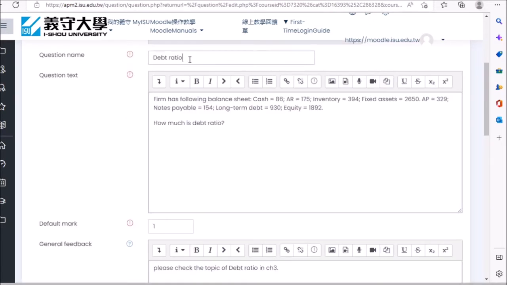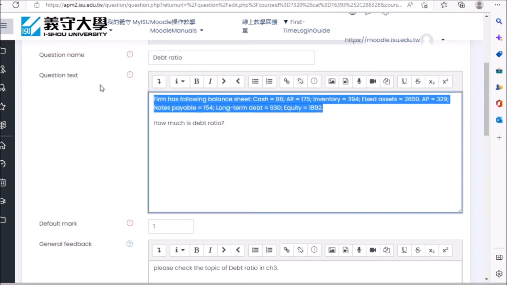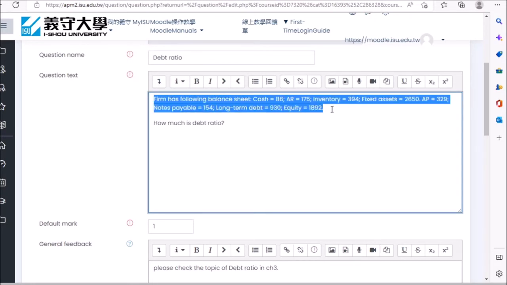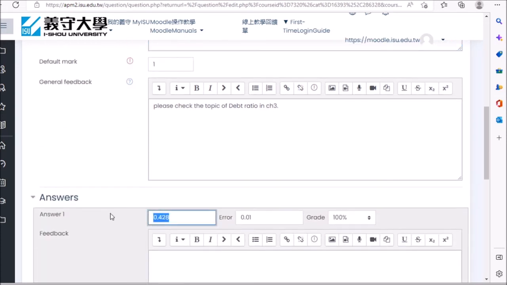The next question is on debt ratio. The debt ratio is the ratio of total debt to total assets. Again, from the information on the balance sheet, you have all the parts of the balance sheet over here. Figure out which parts make up the total debt, which parts make up the total assets, and the ratio is going to give you 0.428.